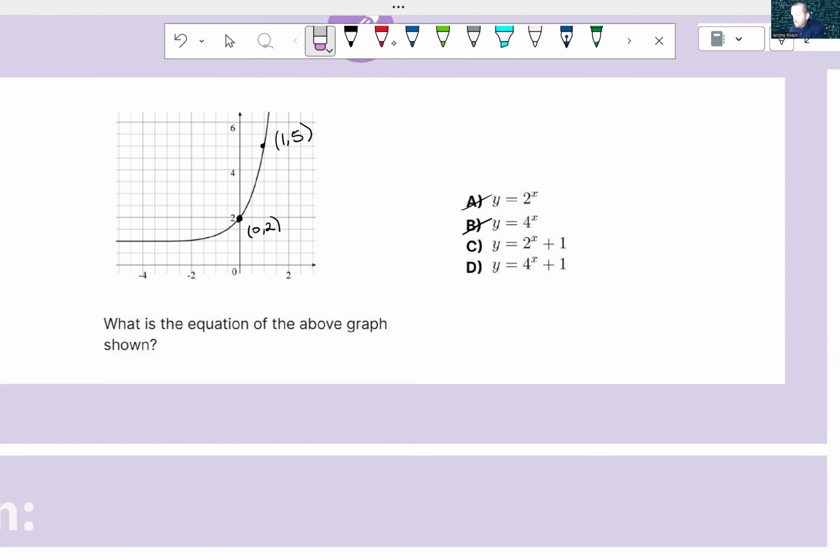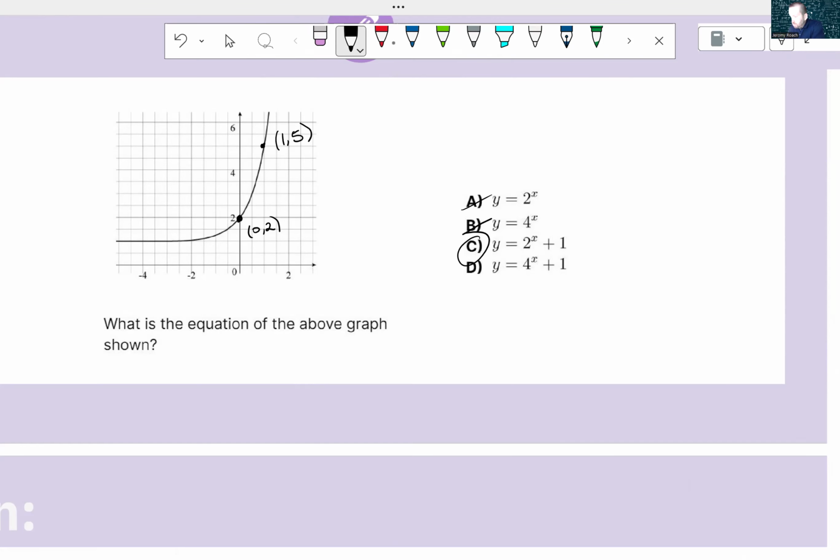For C, we can say 2 equals 2 to the 0 plus 1. That's 2 equals 1 plus 1, 2 equals 2. That is a true statement. Now be careful. You might jump and say, okay, that's our right answer. Remember, we're using the zeros and twos. Those can be coincidental numbers. So let's check 1 and 5 for that one also.